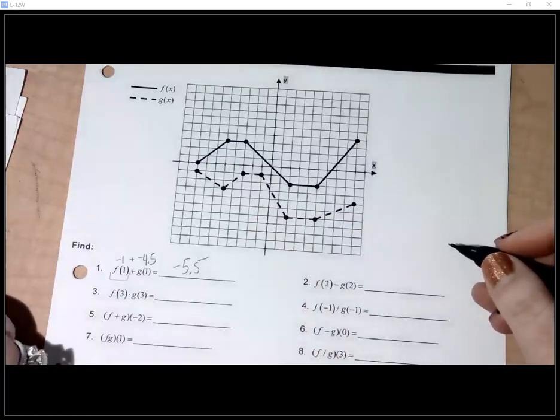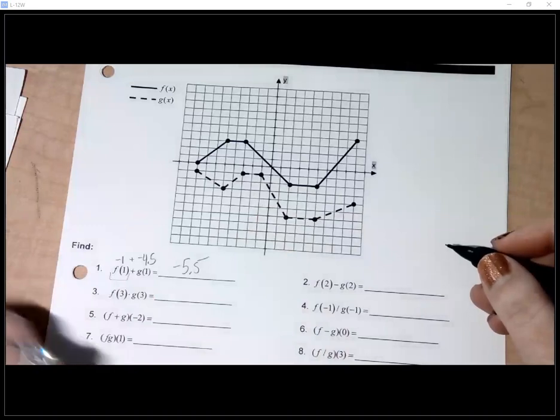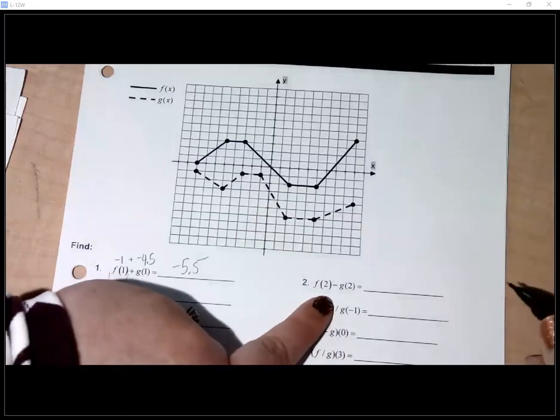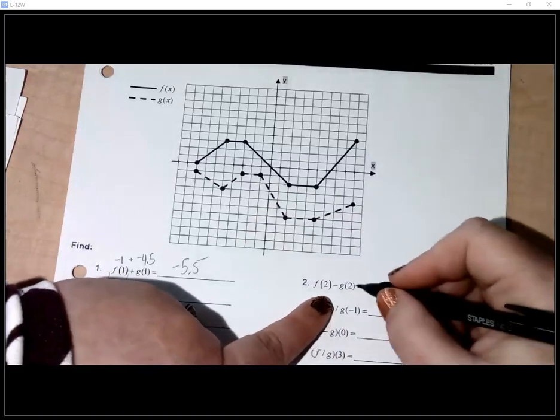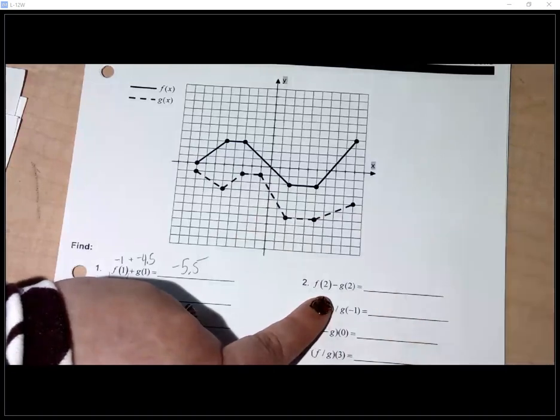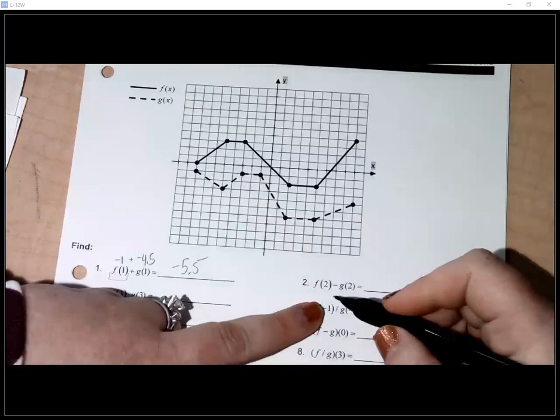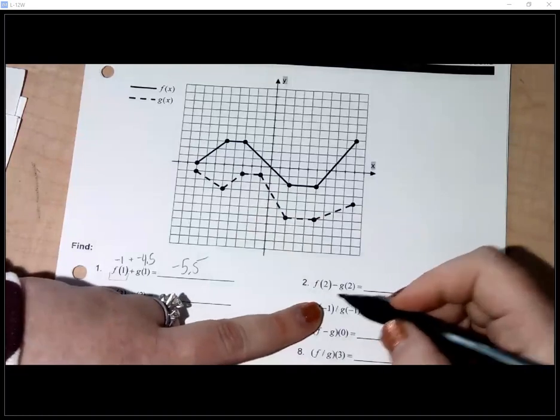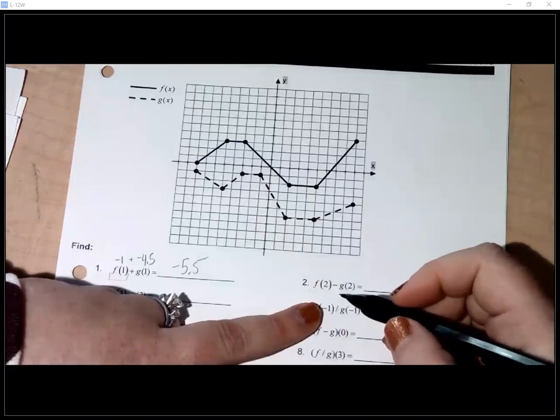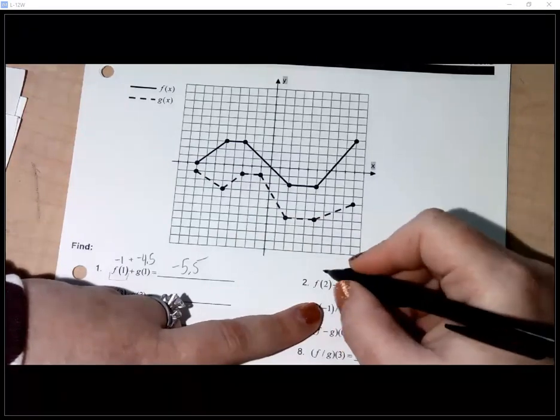Okay, so go ahead and try the second one. You're going to figure out what f of 2 is, figure out what g of 2 is, and then you want to subtract those two this time. We'll see if we all match.